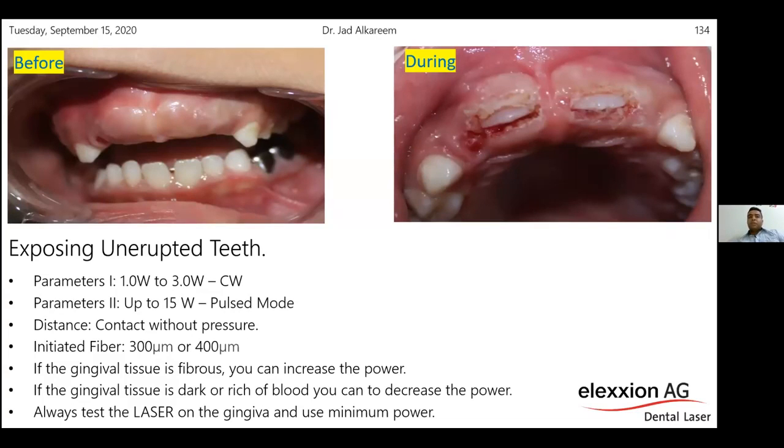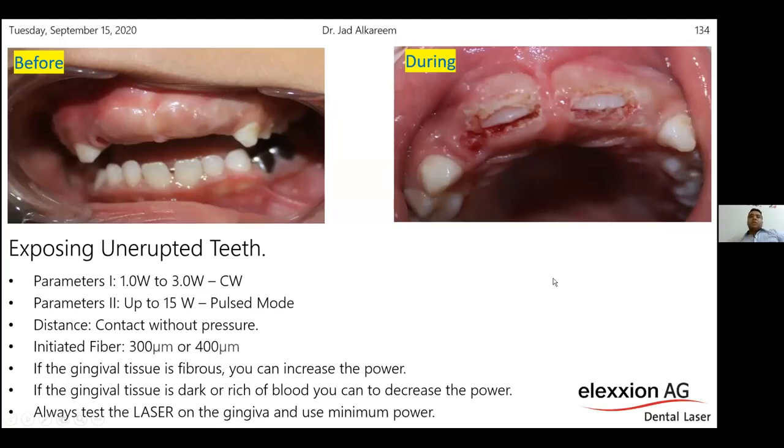And for the pulsed mode, you can use it up to 15 watt. The application was in contact. So the handpiece was in contact with the soft tissue. The fiber was initiated, and the size was 300 micrometer or 400 micrometer. It depends on your choice.